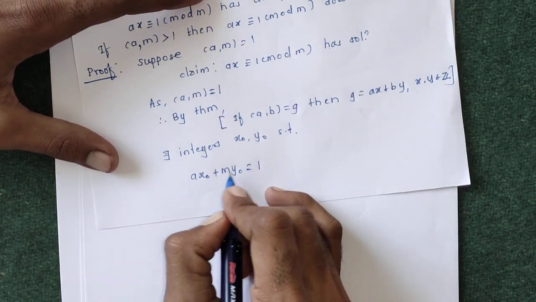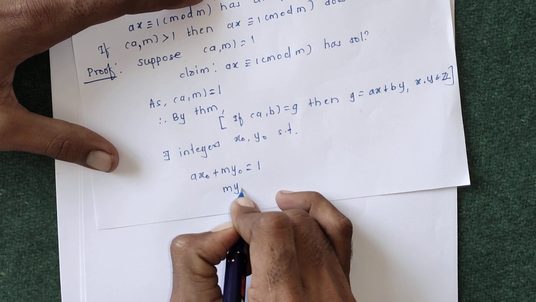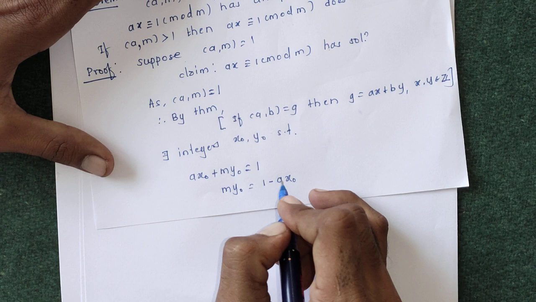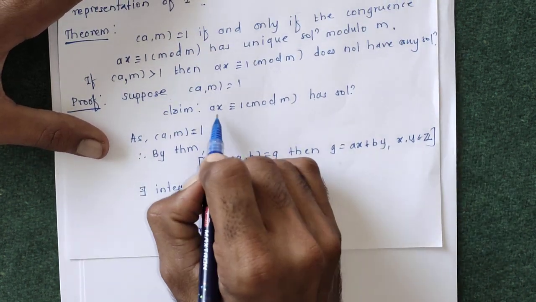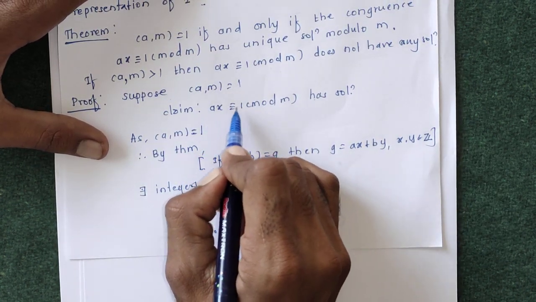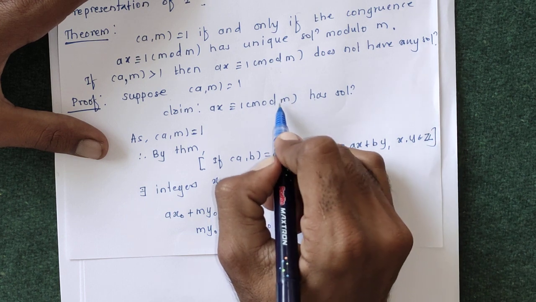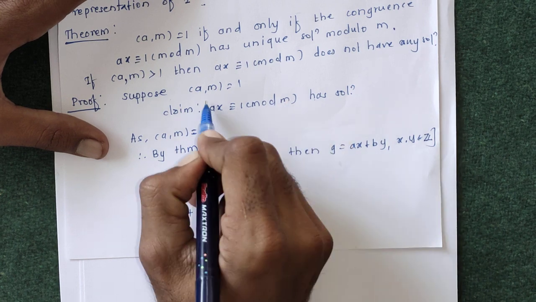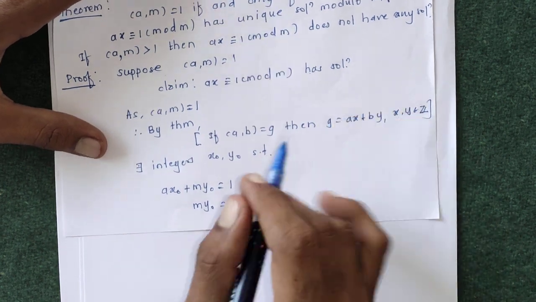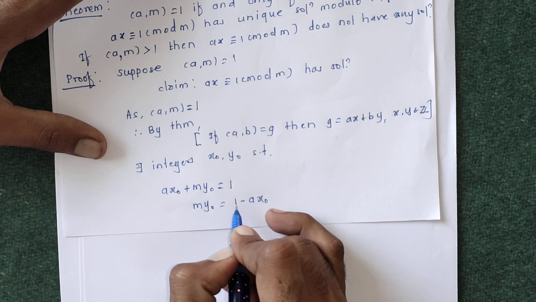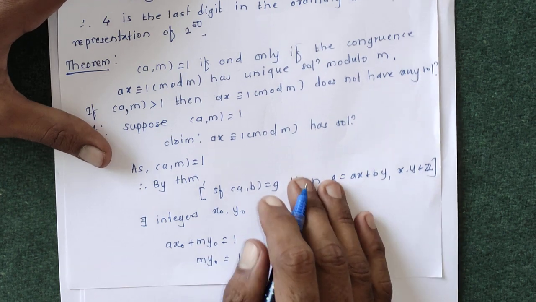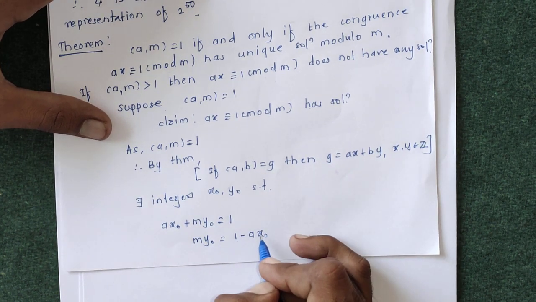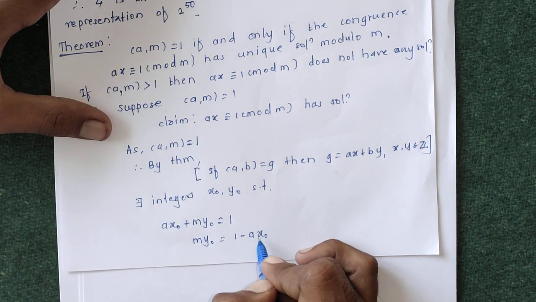So we will rearrange this equation as m y naught equals 1 minus a x naught. We have to prove that this ax is congruent to 1 mod m has a solution. Therefore we must prove that m divides ax minus 1. So from this step we get m divides 1 minus ax, but we have to prove this. After that we can use m divides 1 minus ax, therefore we get 1 is congruent to a x naught under modulo m.